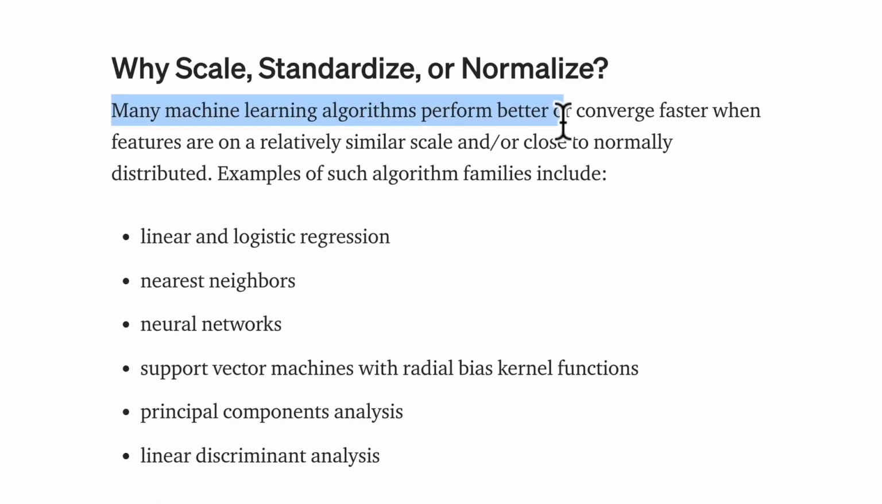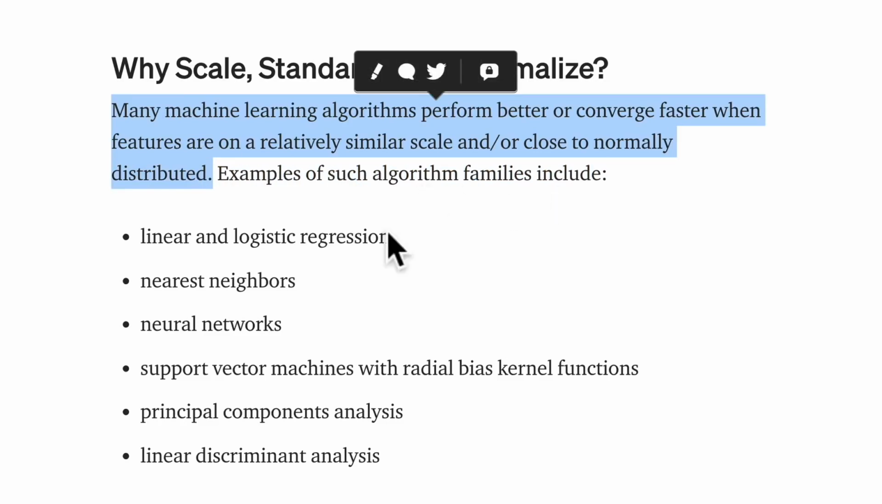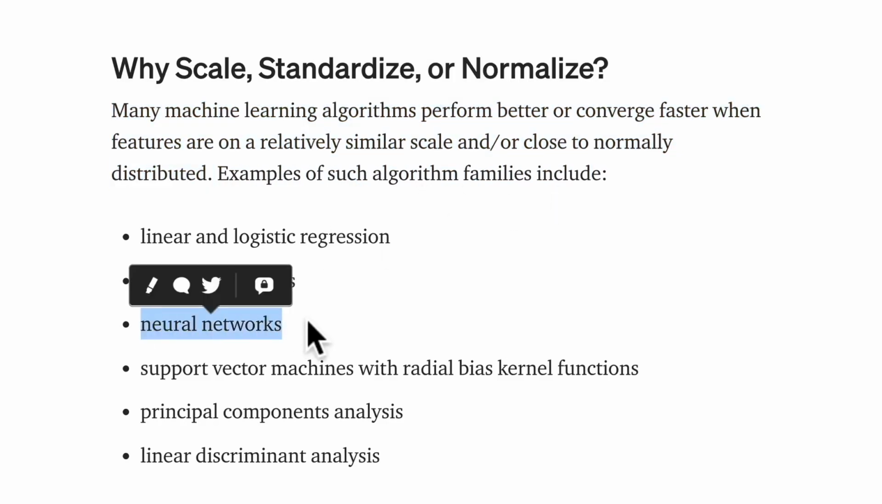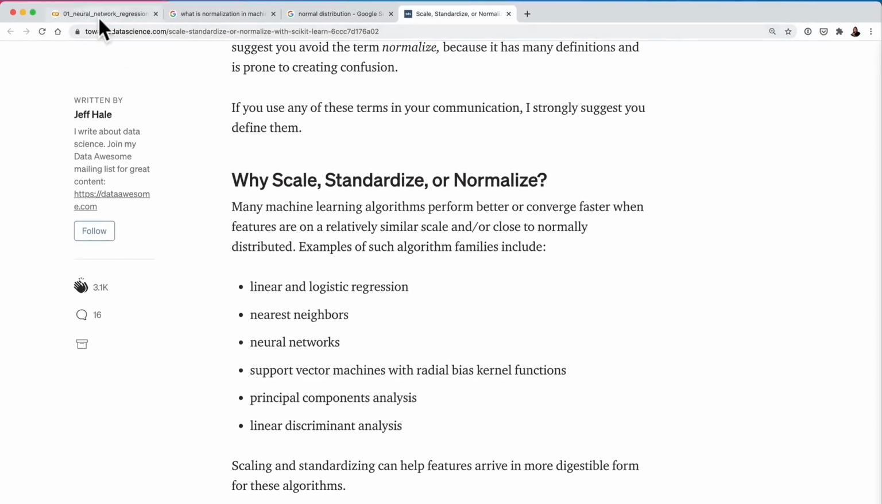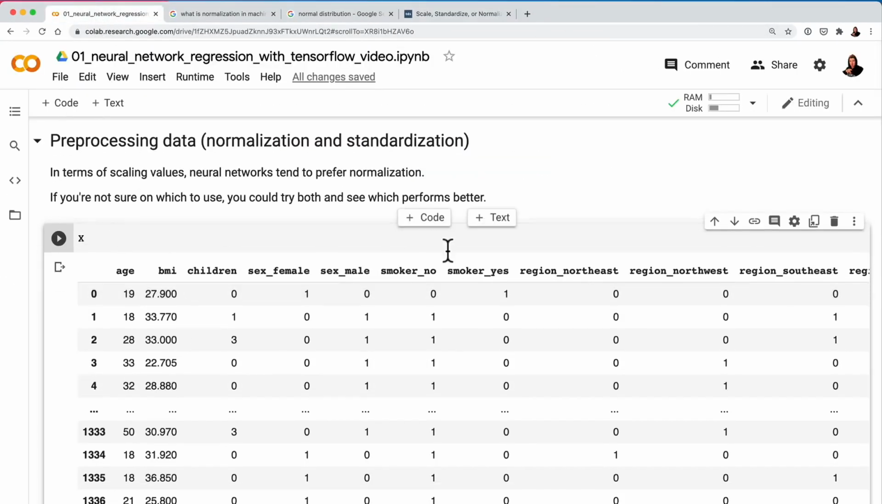Many machine learning algorithms perform better or converge faster when features are on a relatively similar scale and/or close to normally distributed. Examples of such algorithm families include neural networks, which is what we're building. But we're going to see this. I don't want you to just continually learn from reading things. I want you to write code to see it for yourself. So let's jump into that. Enough talking, Daniel.